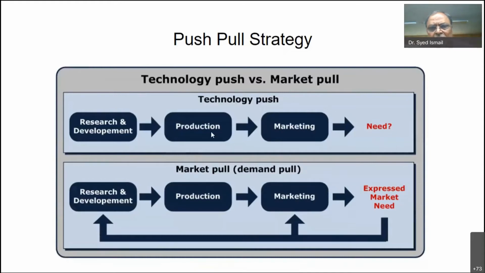This is where the problem comes also, with people having a lot of hype about patents. Okay, and I find it very strange because I made patents in the 80s. Today people are rushing for patents. So this is something weird. Whereas in the second one, pull, the market expresses the need, and then we go for research and development, production and marketing.